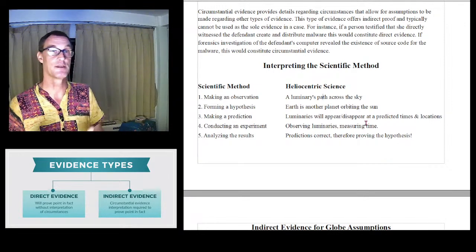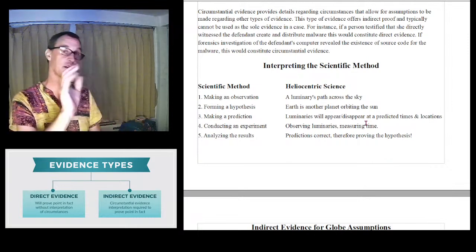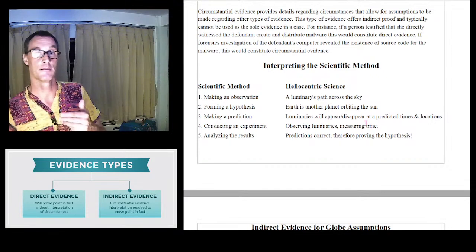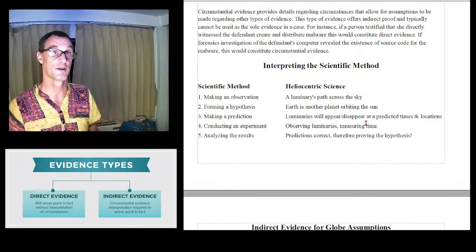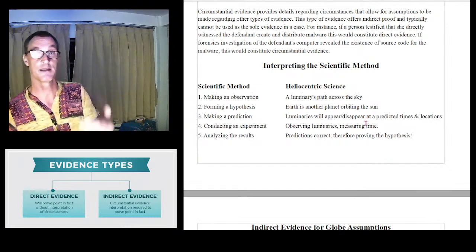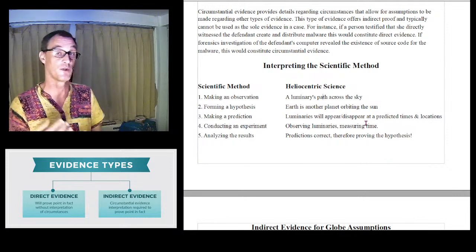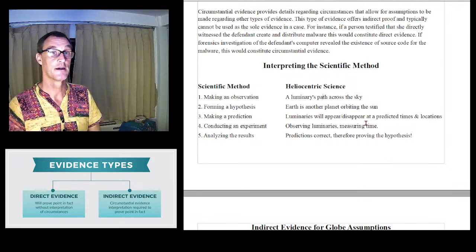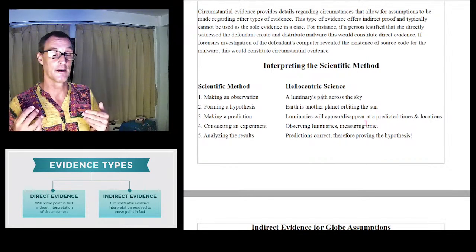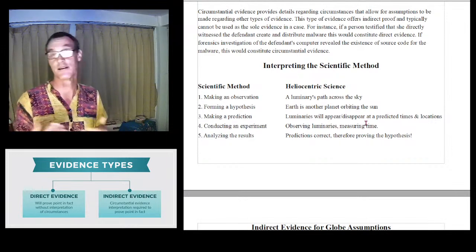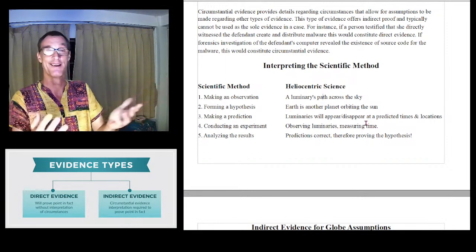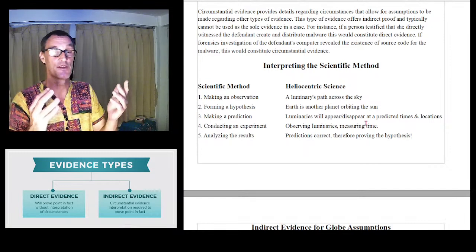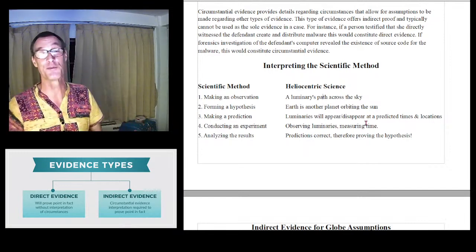However, what happens is the prediction's made that we're going to see a solar eclipse on this particular date, and my hypothesis is that it's because the Earth is another planet revolving around the Sun. So if I can make that prediction and we conduct an experiment, we observe this going on in the sky, and we see this eclipse, and it occurs at the time, the date and location as predicted, then there you go. There is this scientific method that proves we live on a spinning globe.